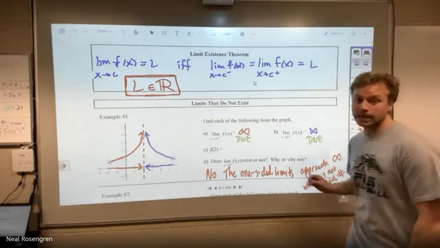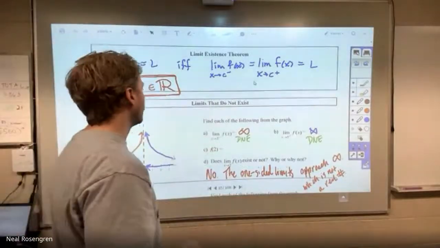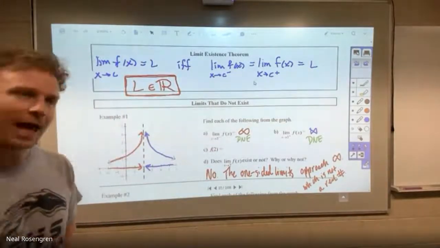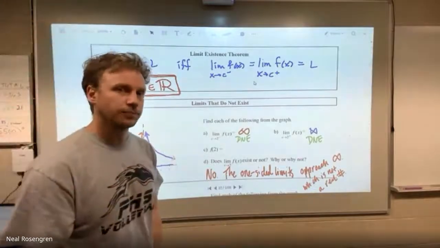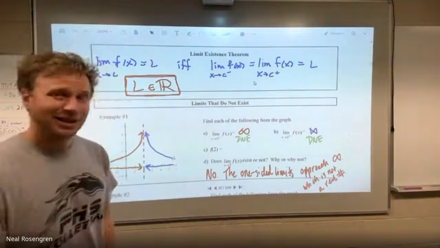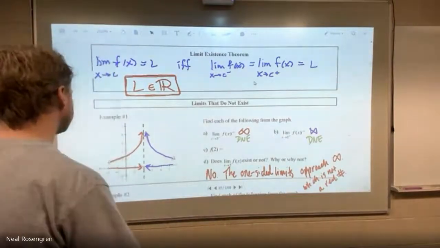Okay, and that's the key. And that's why I wanted to make sure that I added that little thing, because I forgot to do that yesterday. Add that little piece in there that L, whatever that limit is, has to be an actual number if we want to say the limit exists. Even if they're both heading in the same direction, going towards infinity is not what we're hoping for when we want to talk about that.